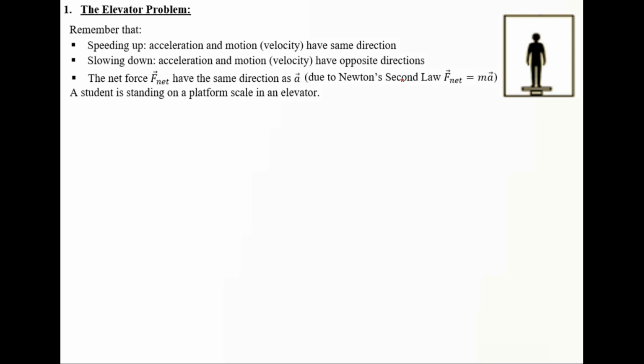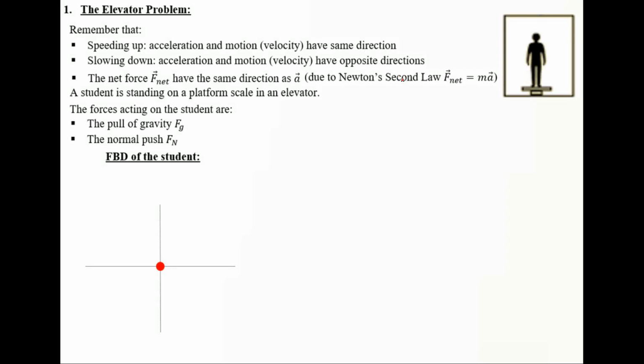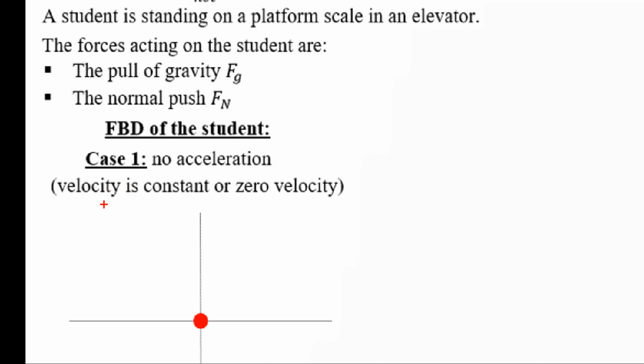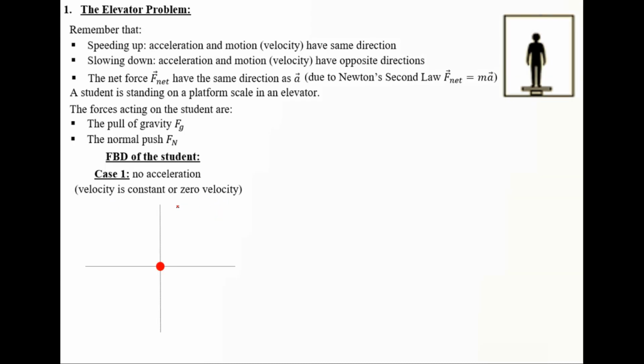Now, for a student standing on a platform scale in an elevator, the forces acting on the student would be the pull of gravity and the normal push. Let me represent the FPD of the student in case 1, if there is no acceleration. In this case, we're talking about two things: either the velocity is constant or zero velocity. And in this case, the pull of gravity would be equal to the normal push, and notice that I have represented them equally in the FPD.